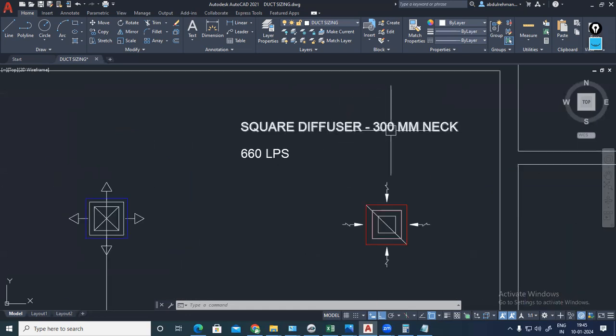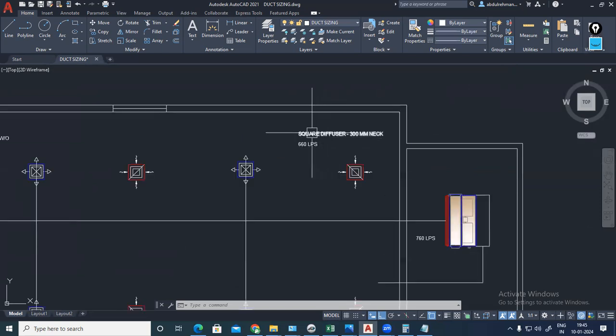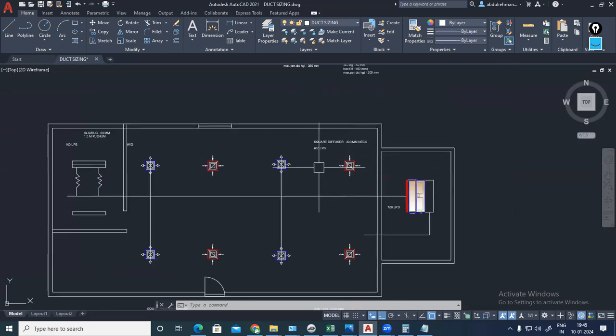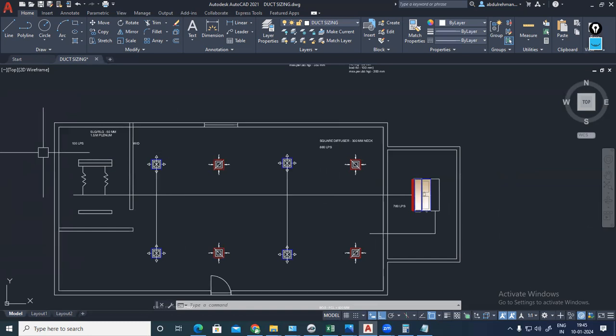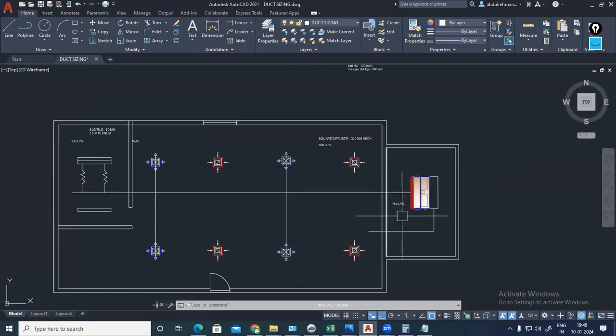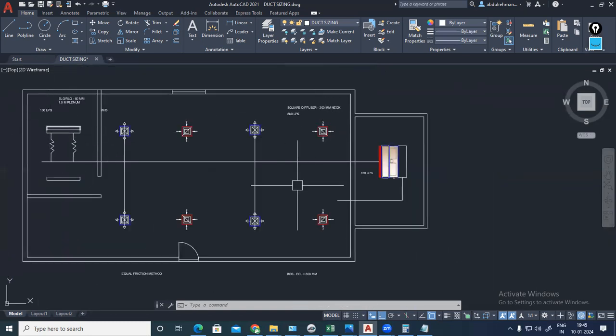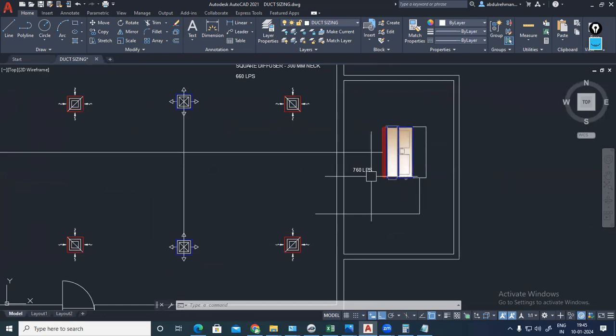And the square diffuser next size is 300 mm. And overall 660 liter per second has to be delivered. So 660 liter per second here, 100 liter per second here, we should deliver over 660 plus 100, 760. We know the total flow rate, but the branch flow rate also we should mark.